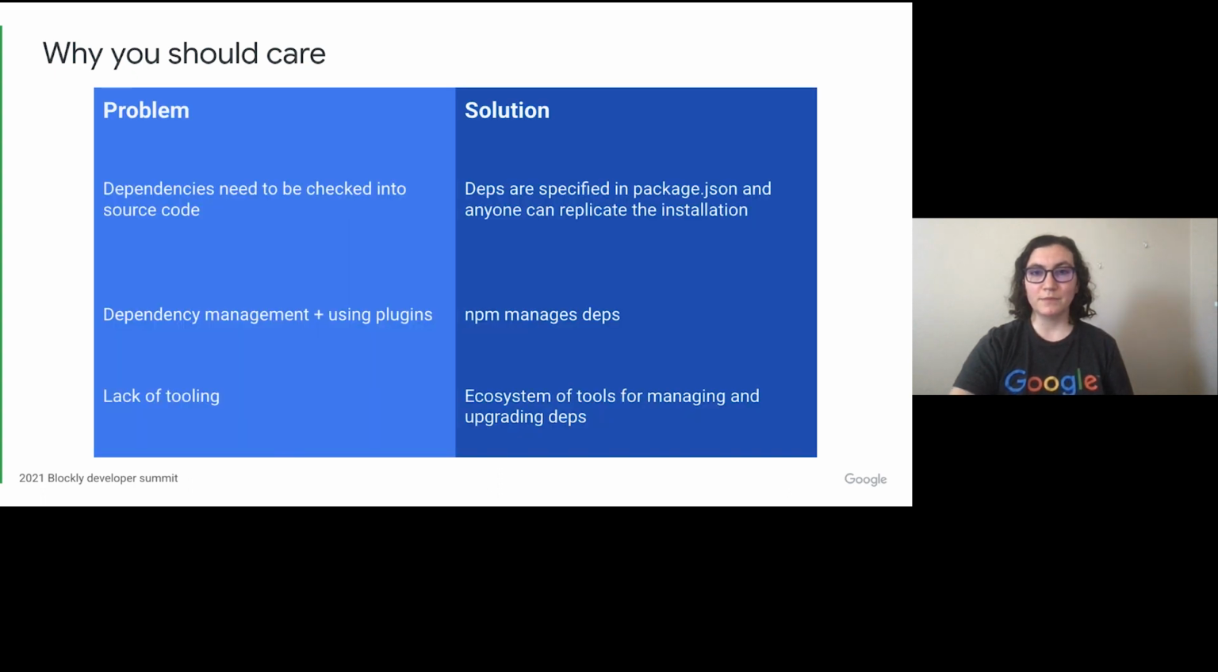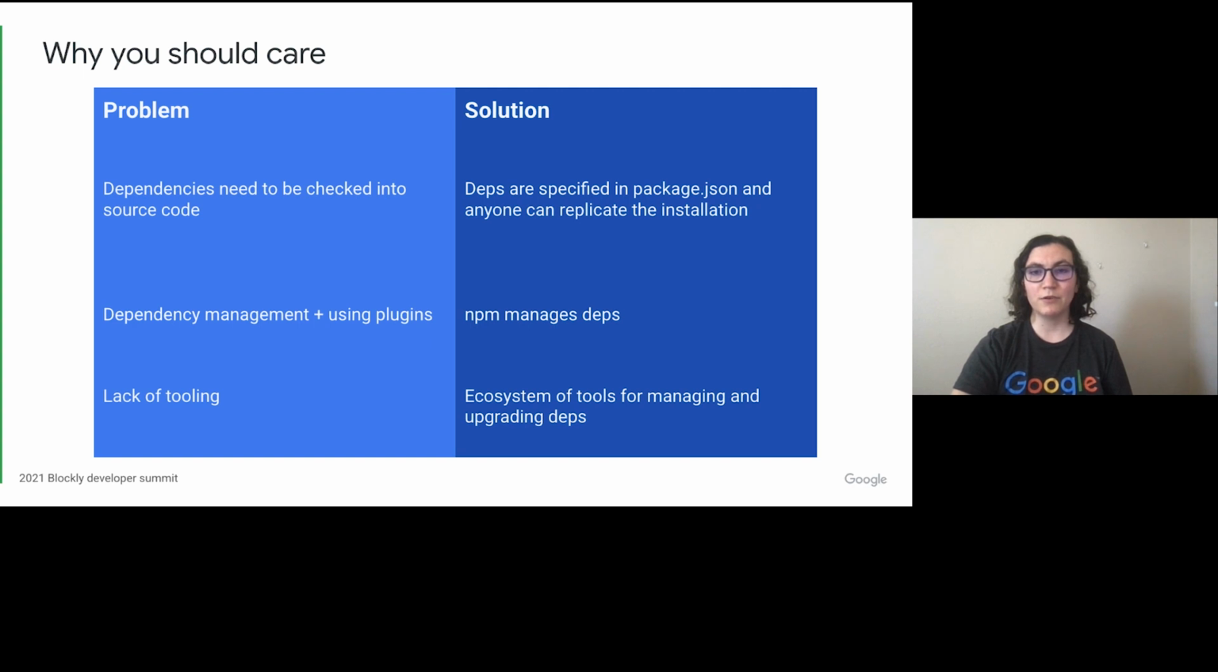There are other problems with the traditional model. You'll have to check the entire Blockly library into source code. If you're using other libraries, you'll have to include those too. That gets messy. It confuses your version history, and upgrading to a new version can involve complicated merges. With NPM, you only have to check in the package.json. When someone downloads your project, they download that file and they can install the exact same versions of your dependencies for themselves.